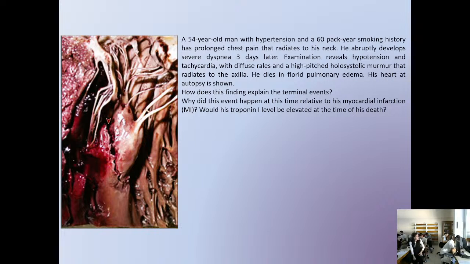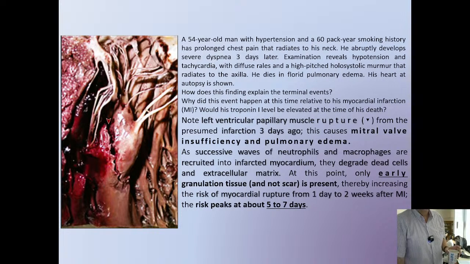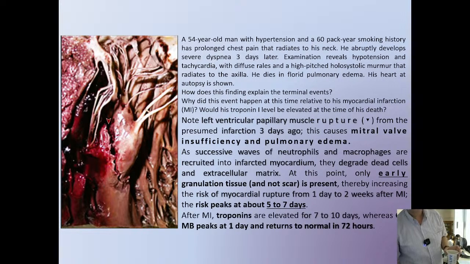The same could happen if a large part of the left ventricle was necrotic. It could not send blood to the periphery, and the blood would stay and congest the pulmonary circulation. So this is the rupture of the papillary muscle, mitral valve insufficiency. You see the risk. The risk is 5 to 7 days. This is the most crucial period for all these complications to happen.